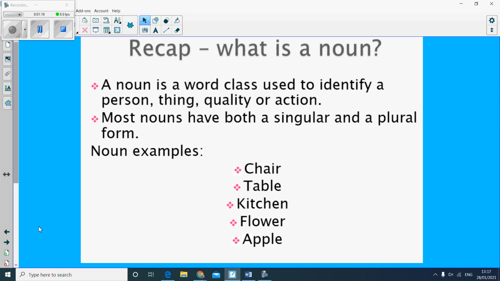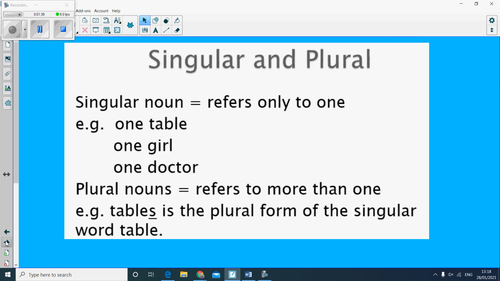So here we have some examples of nouns. We have a chair, table, kitchen, flower, and apple. And all of these are singular nouns. If we were to make these into plural, chairs, tables, kitchens, flowers, apples, you can see that we would just add an S.